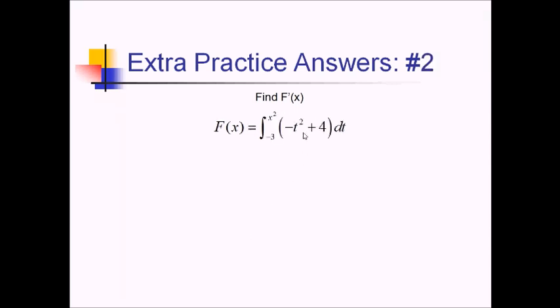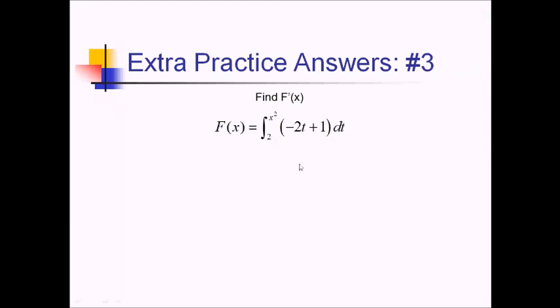On this one, to take the derivative of this integral, we're just going to plug this upper limit of x squared in for t. So this will be negative x squared, squared, plus 4 times a chain of 2x. And cleaning this up a little bit, this is negative x to the 4th plus 4, so this would be negative 2x to the 5th plus 8x if we distribute that 2x out there.